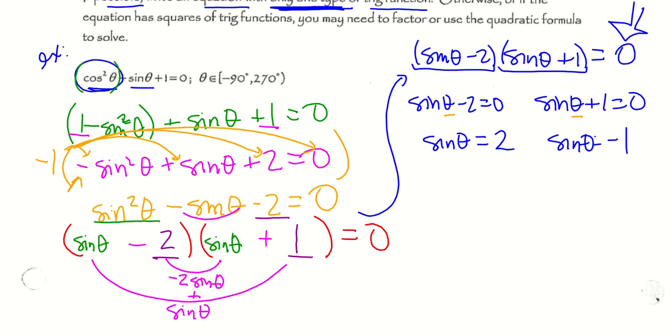Well, let's think about this a minute. Can the sine of theta ever equal 2? No, the range of the sine is from negative 1 to 1. It's never bigger than 1, so that can't be true. There is no solution to that equation.